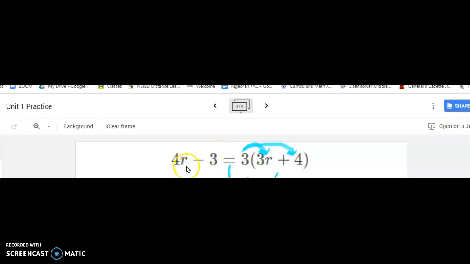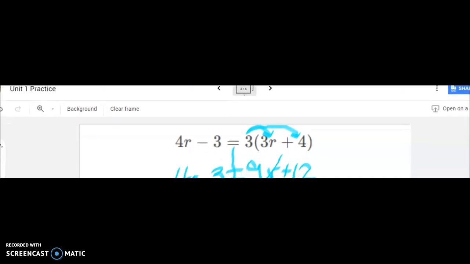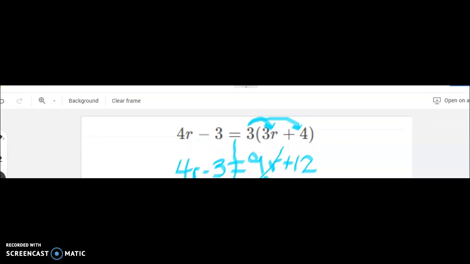Okay, I look to both sides. I know that I can simplify the right-hand side because I do see parentheses. It's a distributive property. So what I did is I drew my arrows to distribute. When I distribute, that means I multiply, right? So my left-hand side, so far, I'm bringing down my 4r minus 3, bringing down my equal sign. When I multiply 3 times 3r, I get a 9r. 3 times a positive 4, I get a positive 12.